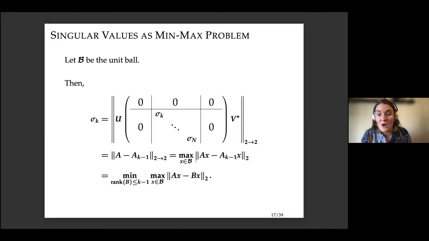And then you just use the definition of the spectral norm. So we're taking the two norm of the product of these matrices times elements of the unit ball, and we maximize over the unit ball. And then we look at, well, what is this A_{k-1}? This was a minimizer of a best rank at most k minus one approximation to A. And so now what we've done is we said the kth singular value is a min-max problem. We're minimizing over all matrices B with rank at most k minus one, and we're maximizing over the unit ball of the two norm of A times the element of the unit ball minus B times the element of the unit ball. So keep that in the back of your mind for a couple of slides.